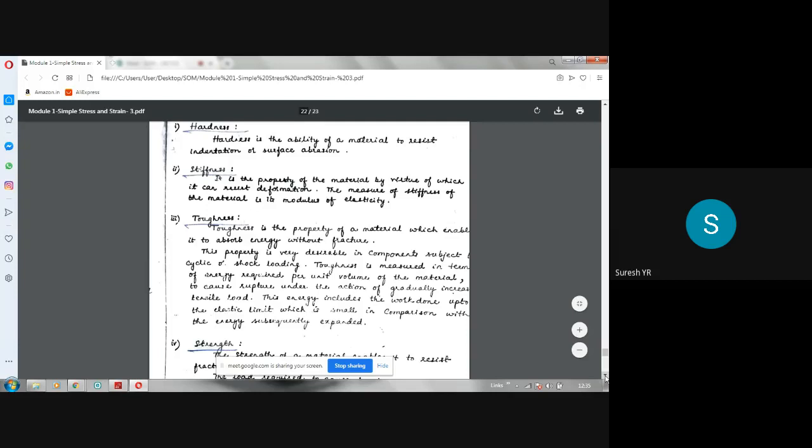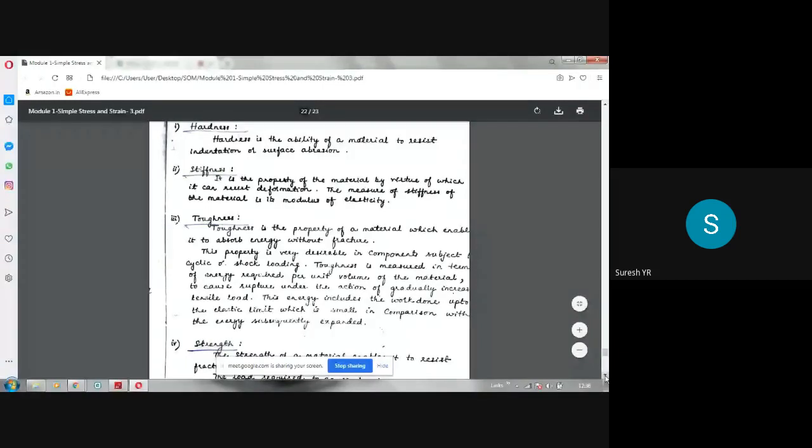Then the third property is called toughness. See the wordings: even though they look similar, the concept and meaning are different. Toughness is the property of a material which enables it to absorb energy without fracture. Whenever you apply some force on a material, internal energy develops within the material. That is called strain energy. Every material has the capacity of holding some strain energy without fracture.